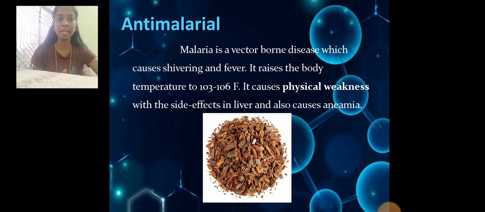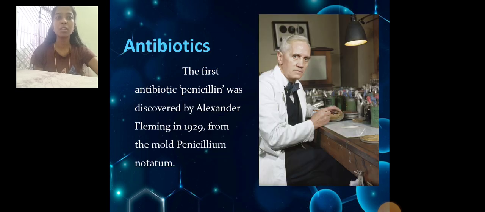Then antimalarials. Malaria is a vector-borne disease which causes shivering and fever. It also raises the body temperature to 103 to 106 degrees Fahrenheit, and causes physical weakness, side effects in the liver, and anemia. Then antibiotics. Penicillin was discovered by Alexander Fleming in the year 1929. He first discovered penicillin from Penicillium notatum.